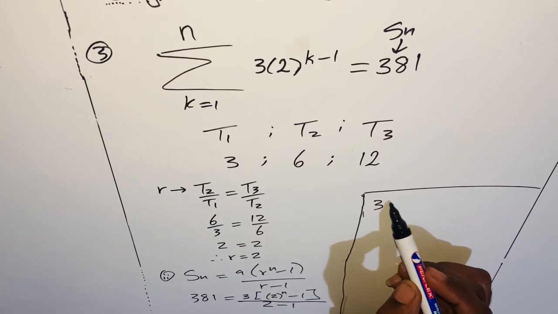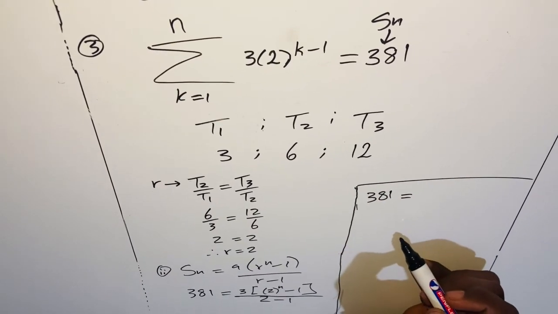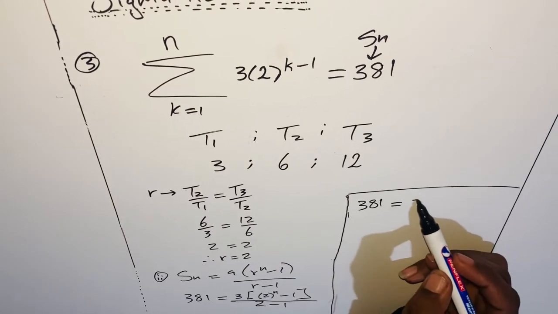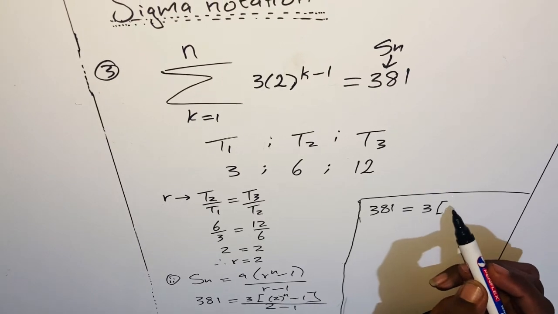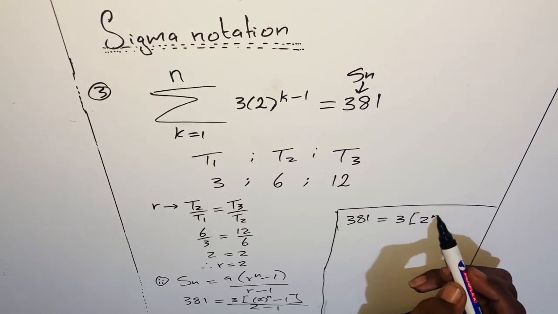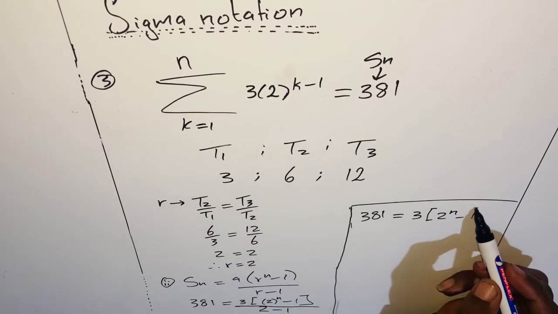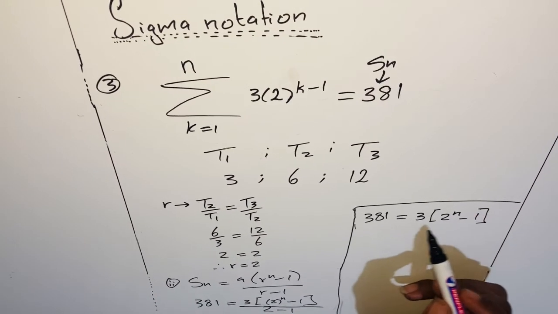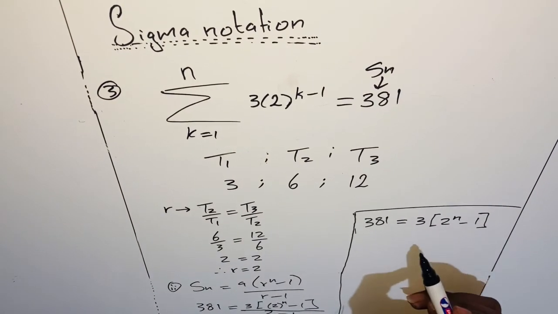I have 381 is equal to a 3 to the 2n minus a 1, all over. This is a 2 minus 1, which is just a 1. Leave it as it is.